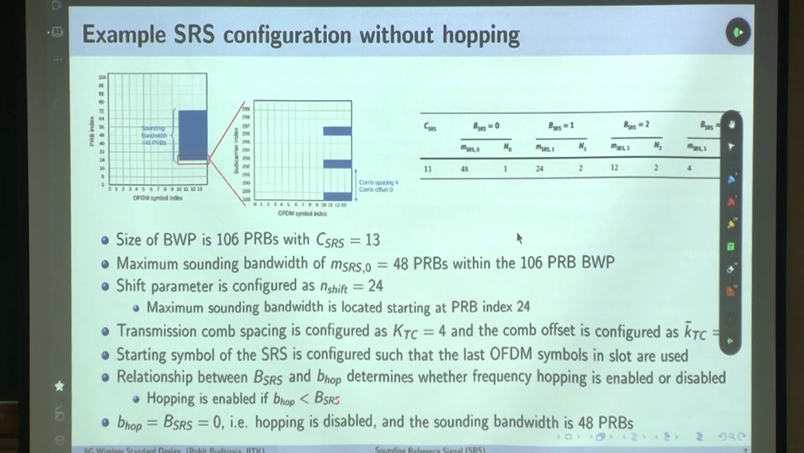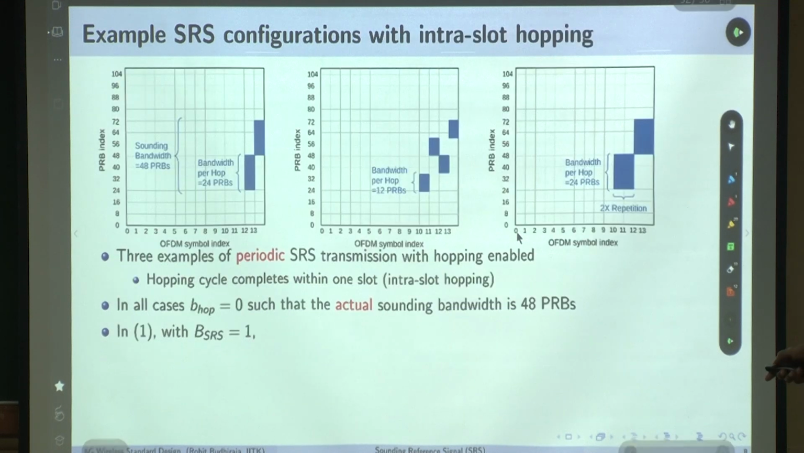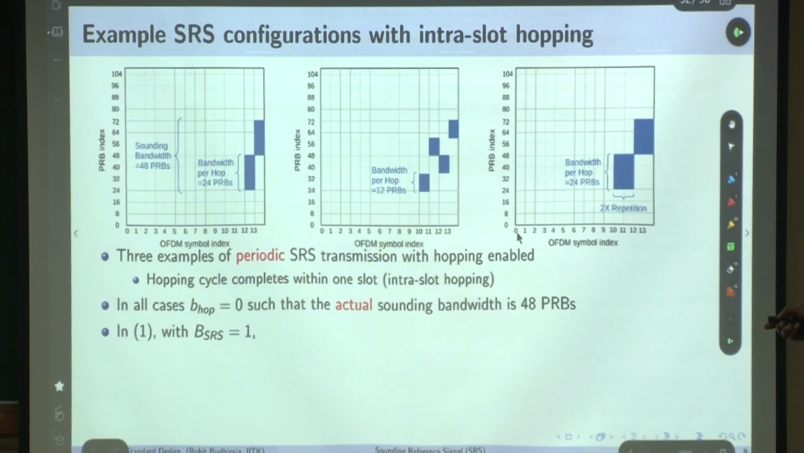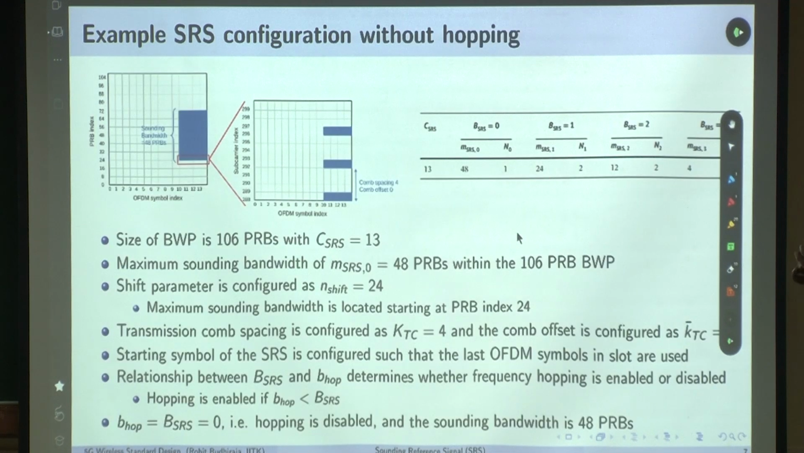Now what am I saying here? B SRS I have to set accordingly. B hop is set to 0, right. Now in case 1, this B SRS is set to 1. If you look at this, when B SRS is 1, how many PRBs will be sounded out in each hop? 24. If I set B SRS as 0, correct, what will happen? That is what I said.